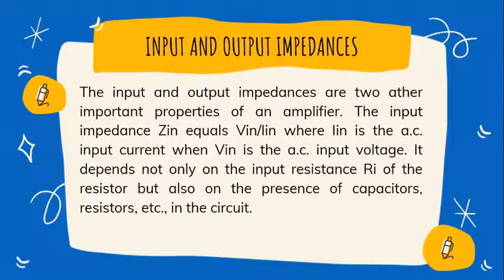Input and output impedance. The input and output impedance are two other important properties of an amplifier. The input impedance Zin equals Vin over Iin, where Iin is the AC input current and Vin is the AC input voltage. It depends not only on the input resistance of the resistor, but also on the presence of capacitors in the circuit.